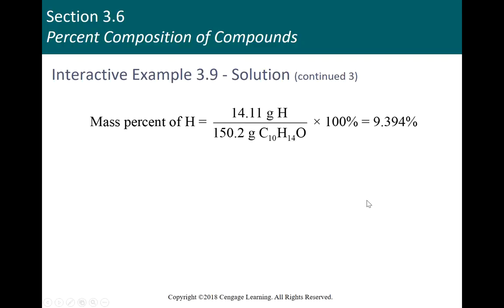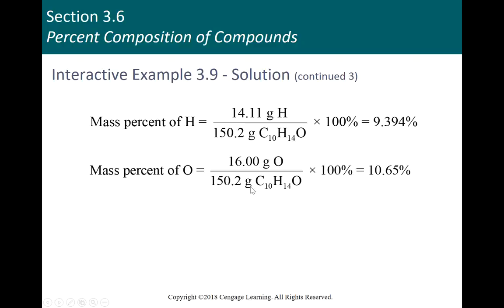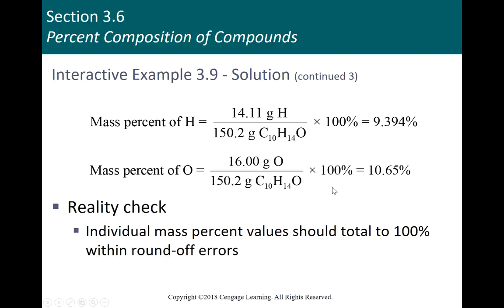We do the same thing. This is the part that was hydrogen. This is the molar mass. This was the part that was oxygen. That's the molar mass. Those individual percents, including the carbon one, should add up to 100%. And that's why I like to go out to 2 decimal places. This one went out to 3, but I normally go out to 2.